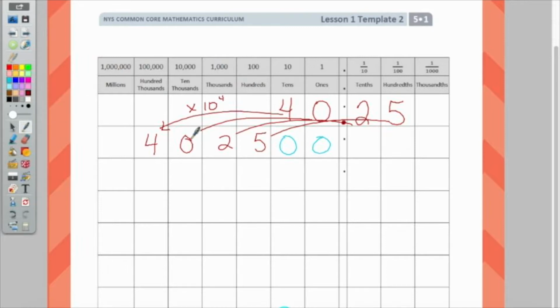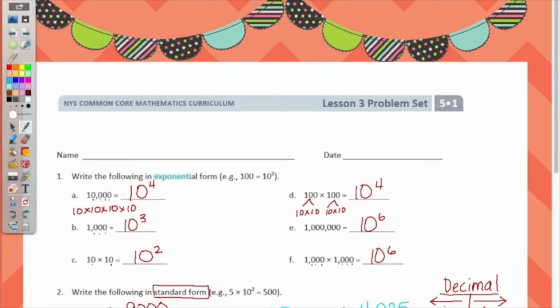So what did we get? 402,500? Is that what this says? Yeah. Yep. 402,500. Okay, let's take a look at the next problems.